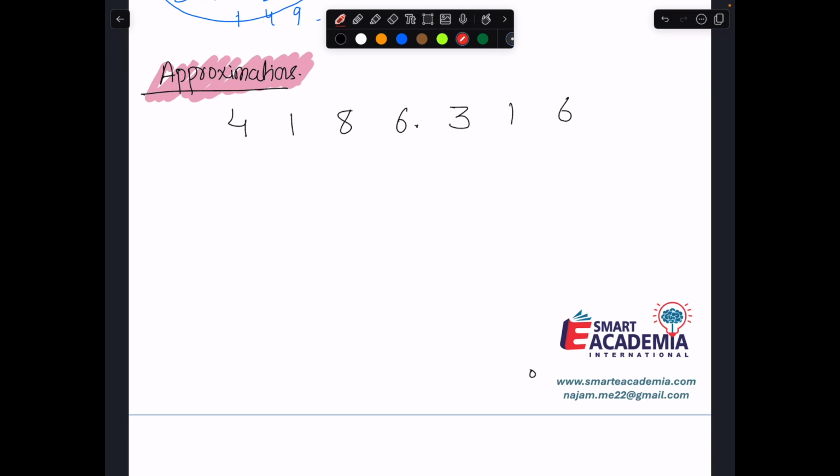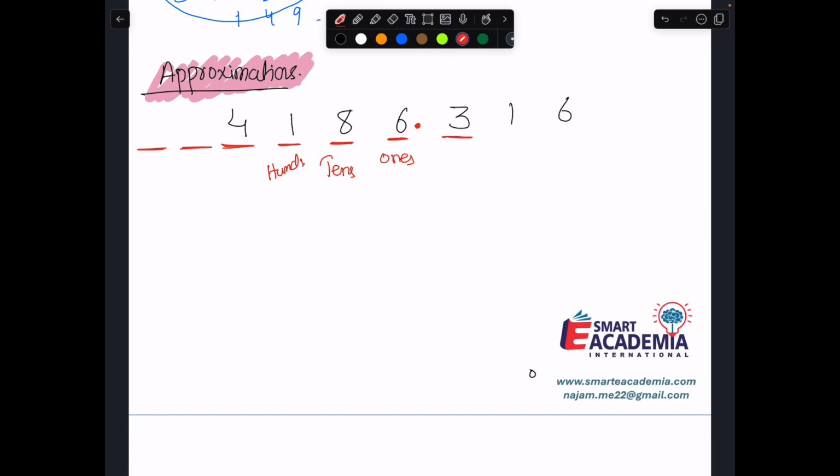4186.316. Now we know this is the decimal. The very first number on the left side is what we call the ones place value. The second one, the tens place value. The third, the hundreds place value, and this is obviously thousands. Then we have 10,000, 100,000, and so on and so forth, after 1,000 is million, obviously.